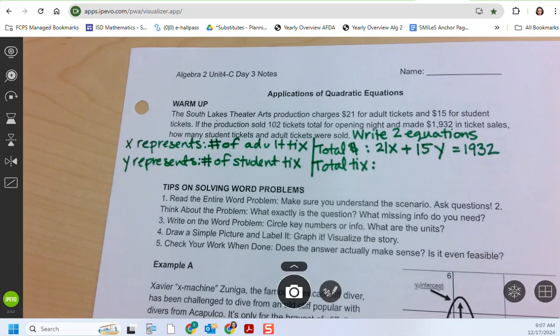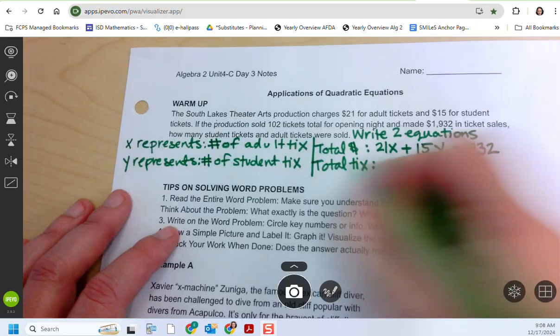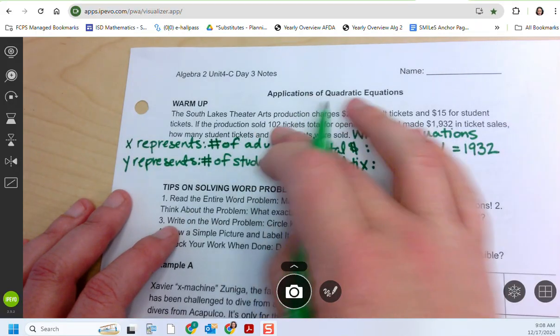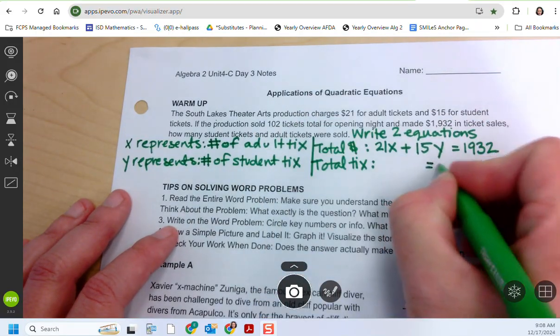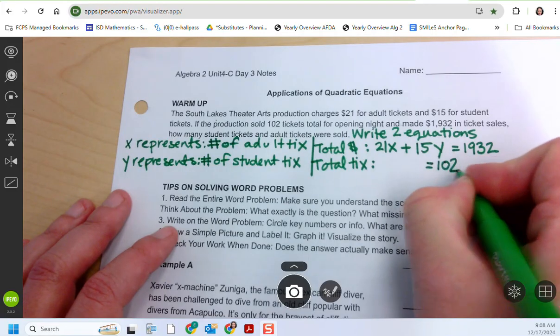Your second equation should be about the total tickets. All right, the one about your total tickets, it ends with the total tickets. So it's going to end with equals 102 tickets.